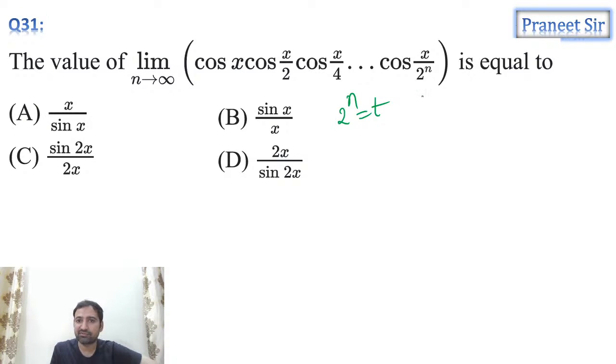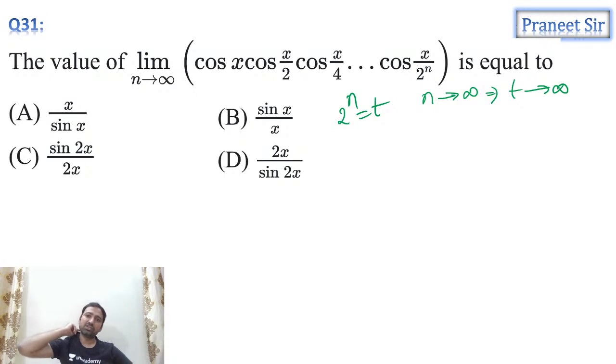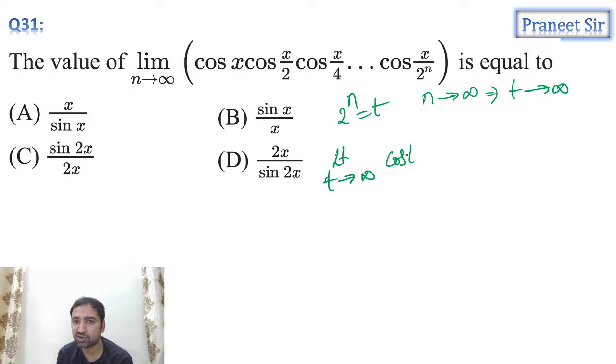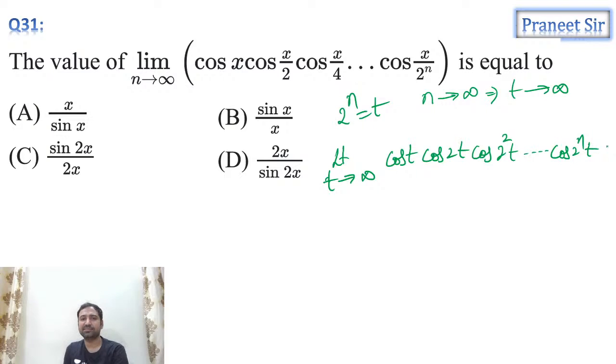So if n is tending to infinity, that means t is also tending to infinity, correct? So if I take 2 power n equals t, I can write this as limit t tending to infinity of cos t, cos 2t, cos 2 square t, and so on up to cos 2 power n t. Can I write it like this?